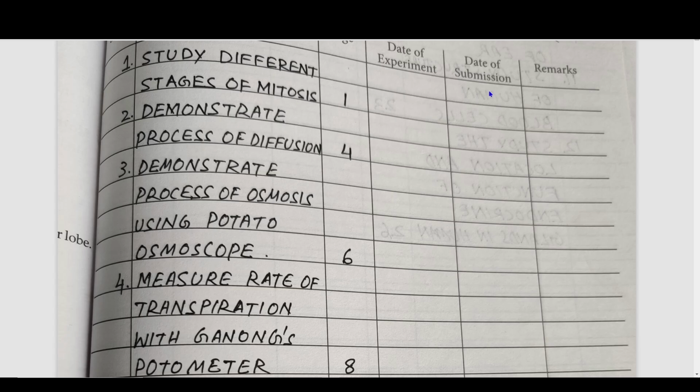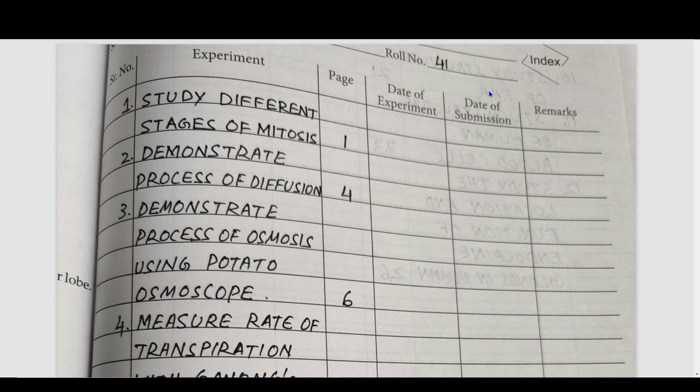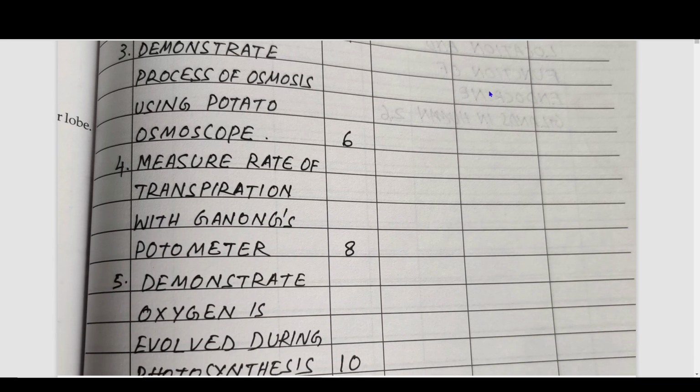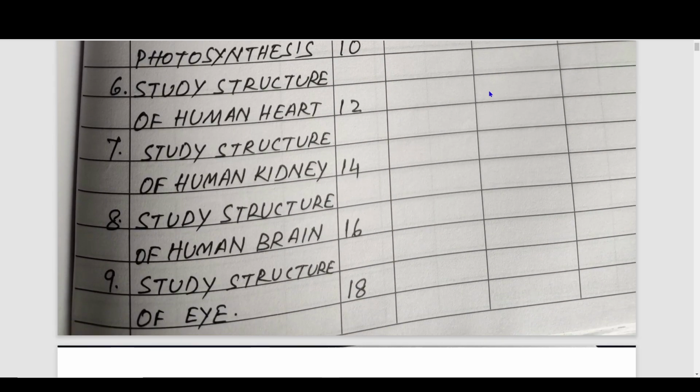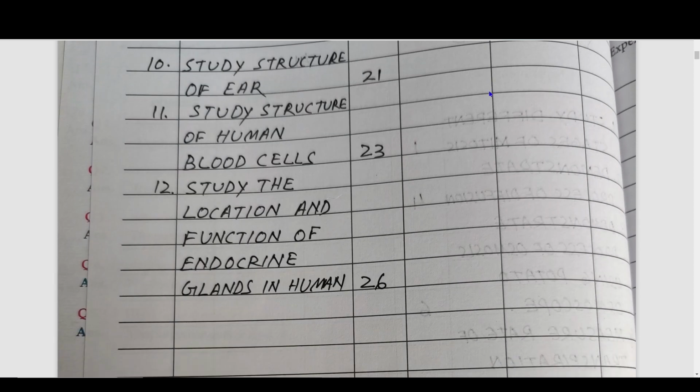Let's begin. This is a sample record. We will discuss here the pattern of writing and the diagrams are explained here. This is the content page. Mention the serial number and the name of the experiments. We will discuss here 12 experiments.